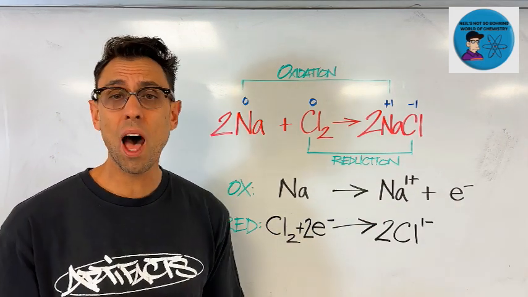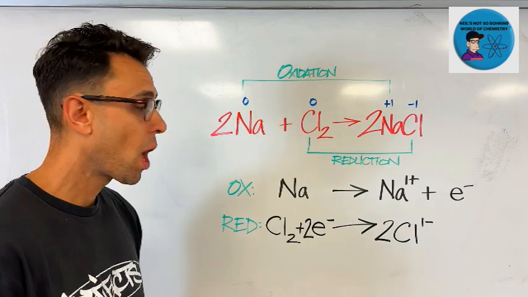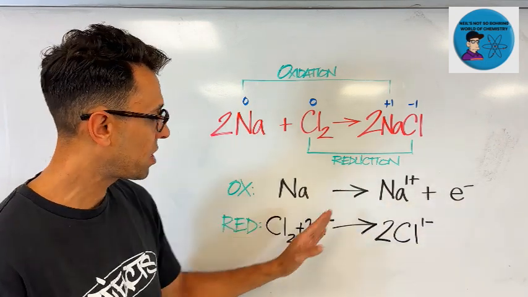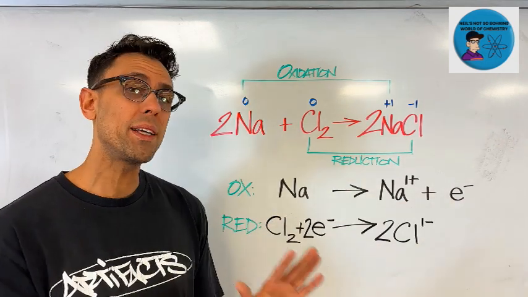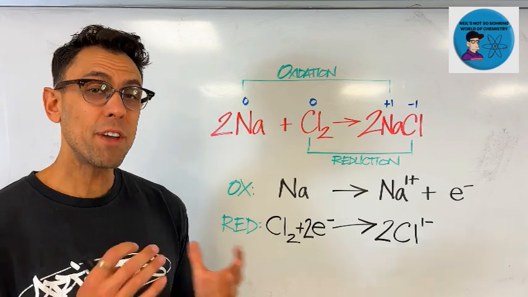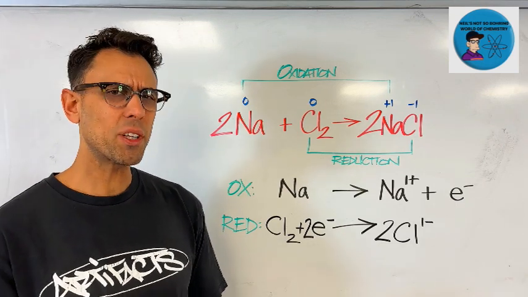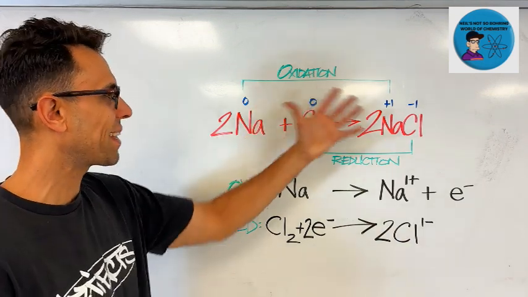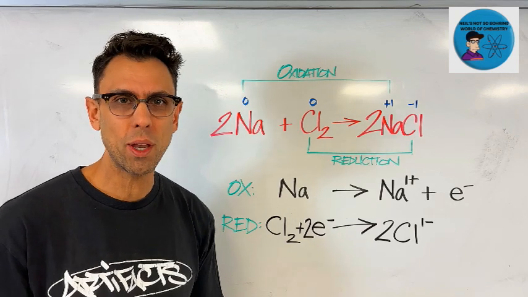Now, this happens a lot when we write half reactions. We have an imbalance when it comes to the number of electrons, and we always need to fix that. Fixing it is pretty easy. It's actually easier than the way we fix balancing issues in regular chemical equations.